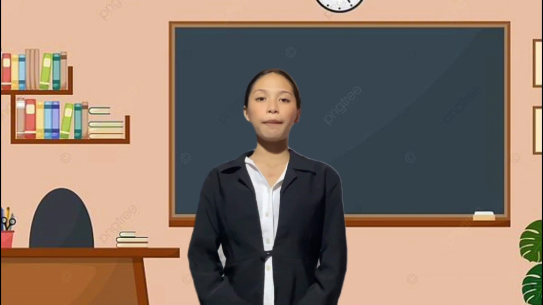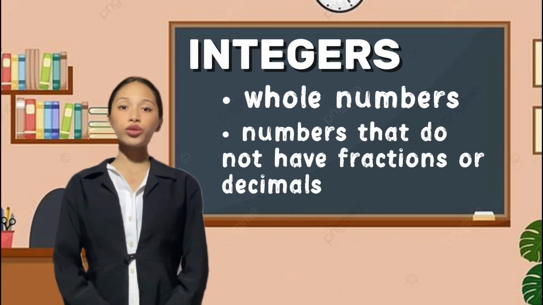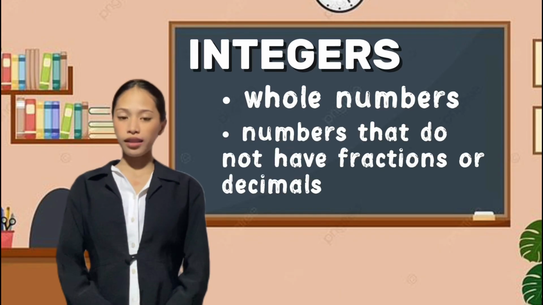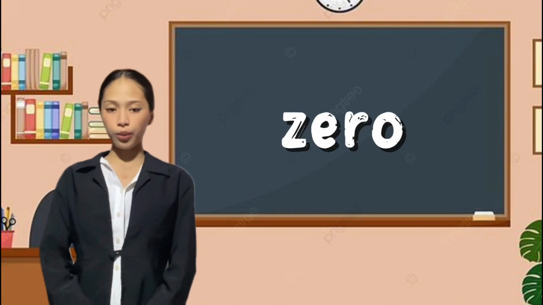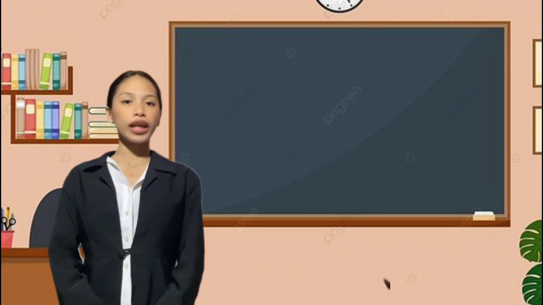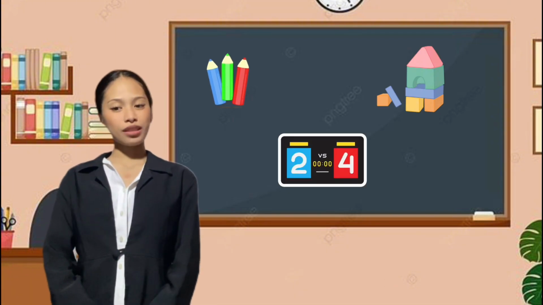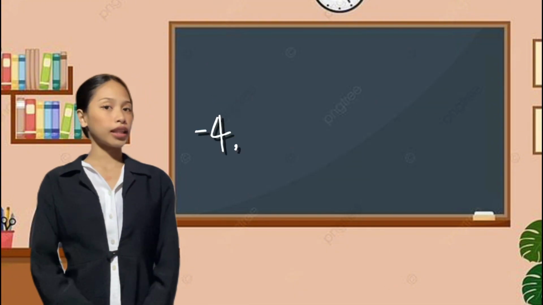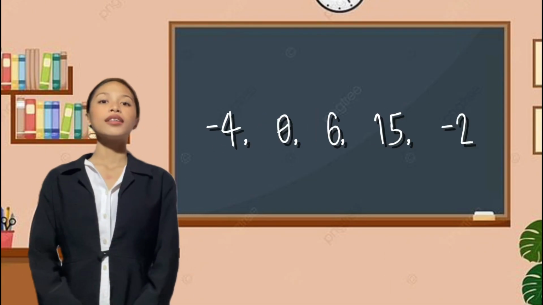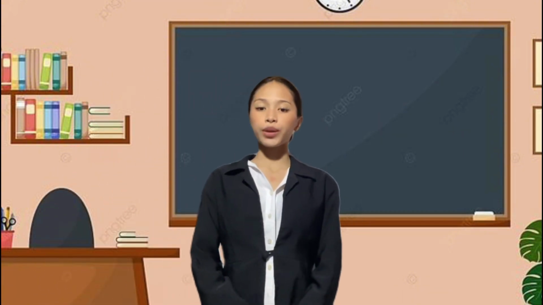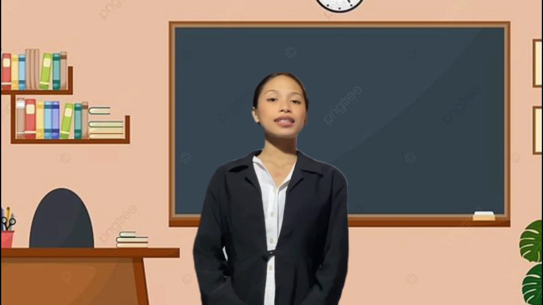First, let us talk about integers. Integers are whole numbers. These are numbers that do not have fractions or decimals. Integers can be positive, negative, or even zero. We use integers when we count things like pencils, toys, or scores in games. Examples are -4, 0, 6, 15, or -2. So if a number is whole and has no decimals or fractions, it is called an integer.